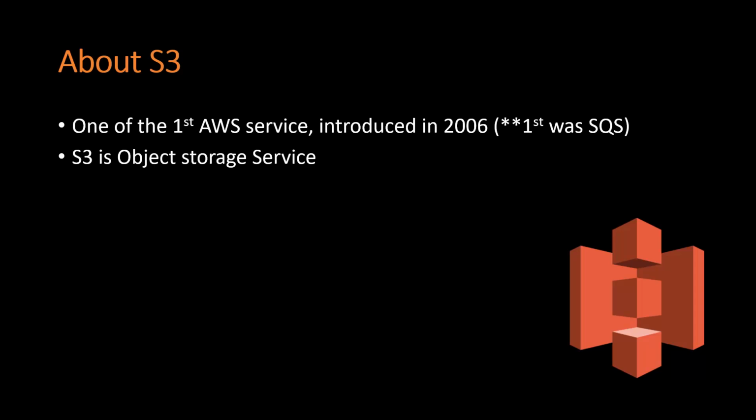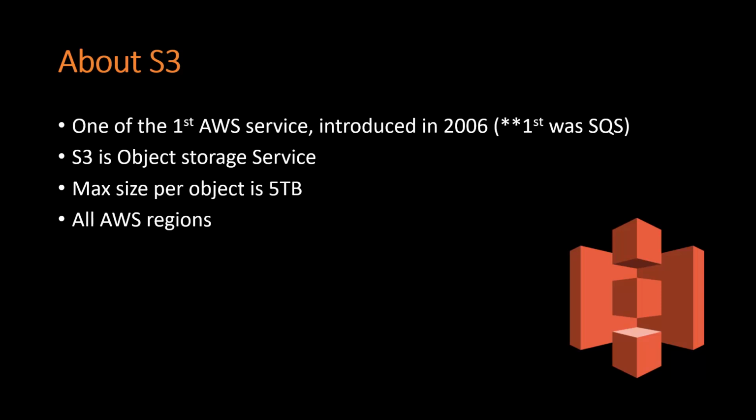S3 is an object storage service. The max size per object is 5 TB. You can go up to 5 TB of size, which is really huge per object. It's available in all AWS regions. So it doesn't matter where you are, in US, North Virginia, Asia, Singapore, or India, you should be able to create a bucket in that region and use it.